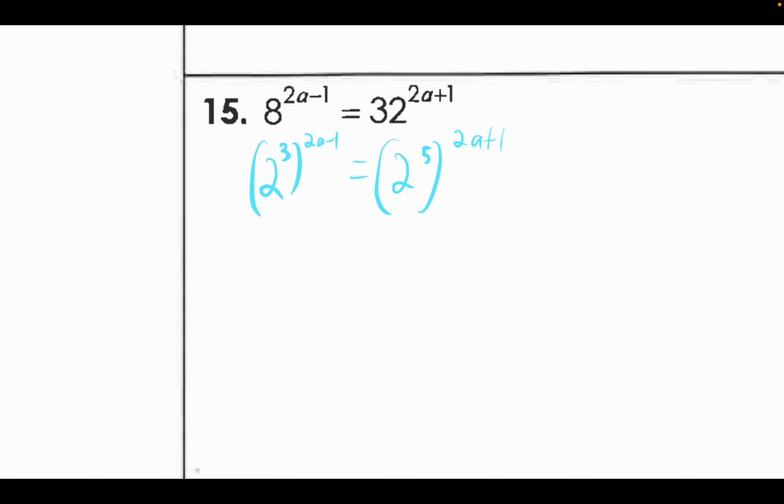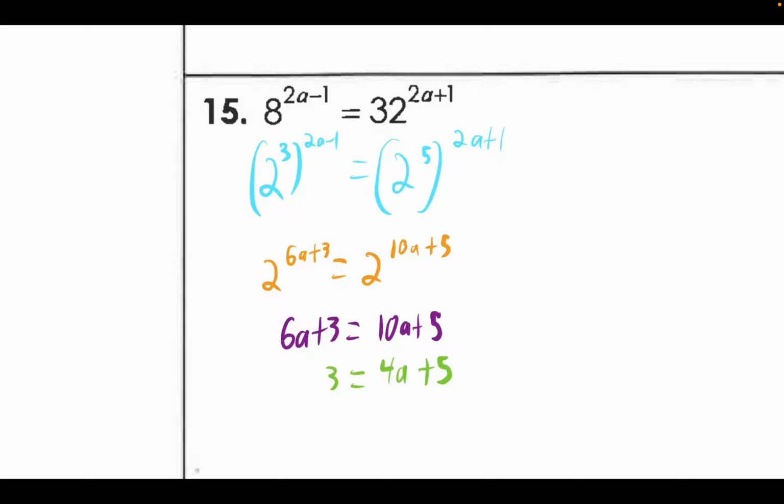And so on the left, we get 2 to the power of 6a plus 3 as we multiply those. On the right, we get 2 to the power of 10a plus 5 as we multiply those. And then we drop the bases and set the exponents equal to each other and start solving. So I subtract 6a from both sides, and on the left I'll get 3, on the right I'll get 4a plus 5. Then I'll go ahead and subtract 5 on both sides and get negative 2 equals 4a.